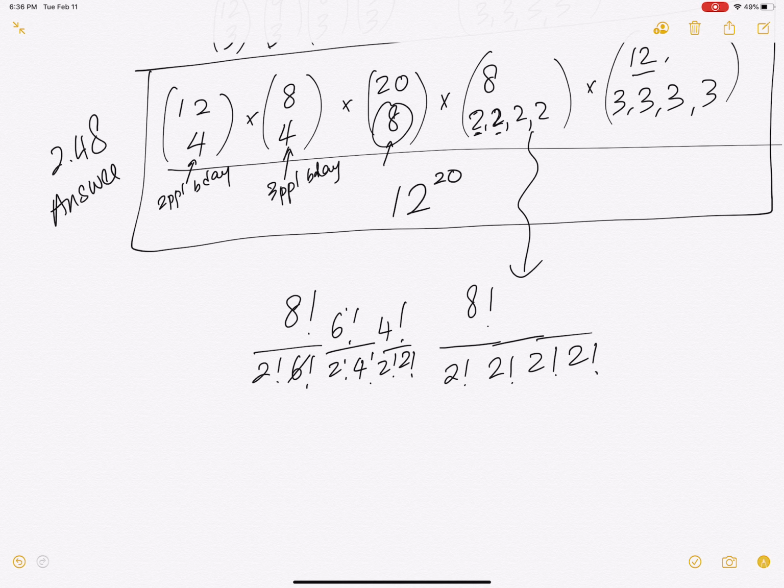Okay, and things would cancel out. So do show this little multinomial coefficient if you're going to use that. At least just show me that you know what it represents with factorials. Okay, so that was 2.48.